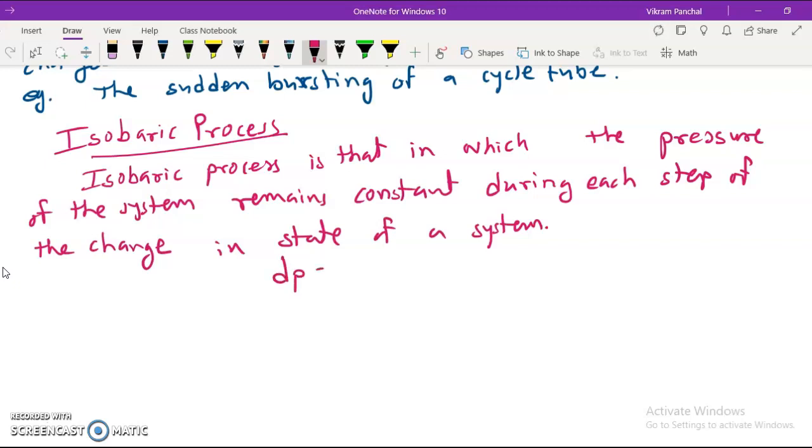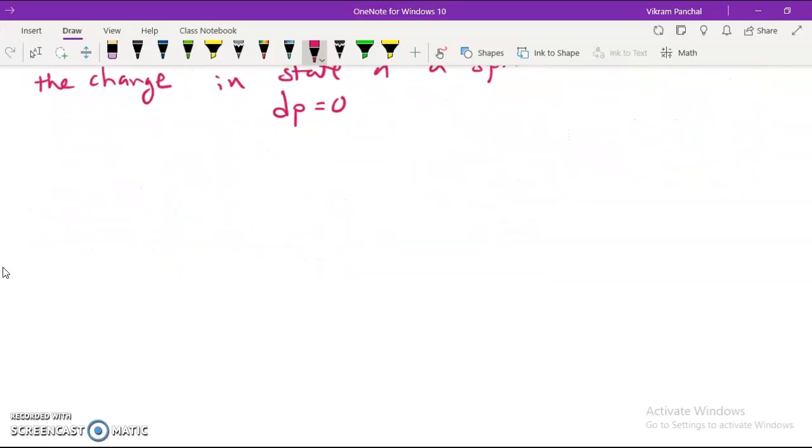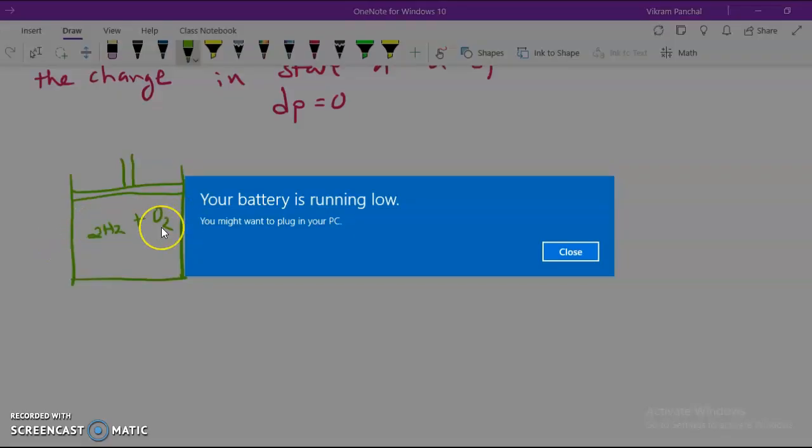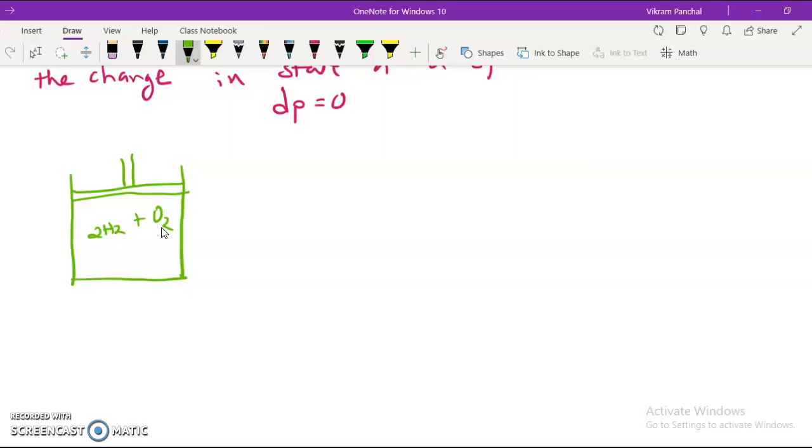That means dP is equal to 0. There is no change in pressure. Okay, dP is equal to 0. That is the condition of isobaric process. Now we will see two different examples. Suppose the first one, let us take this one. This is a cylinder in which two gases are filled, 2 moles of hydrogen and 1 mole of oxygen. And here is a piston. To maintain the pressure, external pressure, we will put weight on this. Okay, so we'll put extra weight on this.